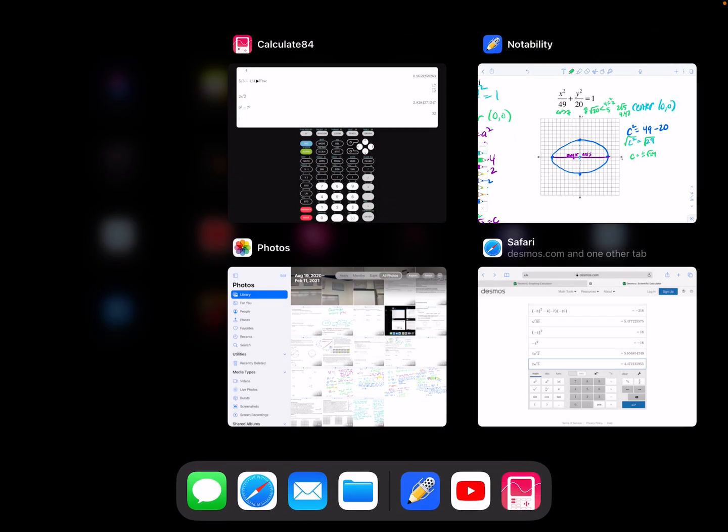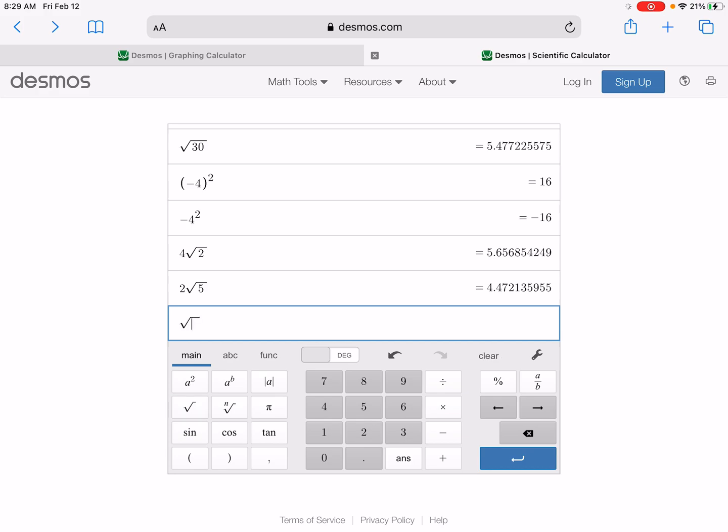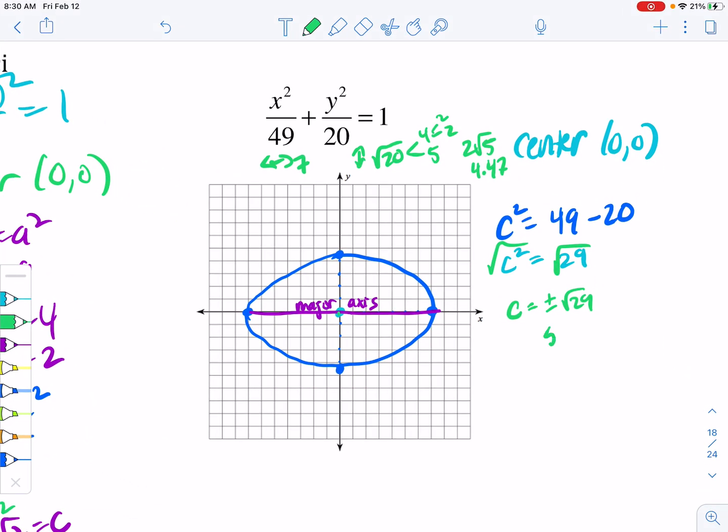Well, we can get a decimal approximation of root 29. So the square root of 29 is 5.38. Or you can think the square root of 25 is 5, the square root of 36 is 6. So it's somewhere between 5 and 6. That's another way you could look at it. So 5.3. From our center, we're going to go along the major axis left and right by the c value. So 5.3. So 1, 2, 3, 4, 5.3. And then 1, 2, 3, 4, 5.3 right there.